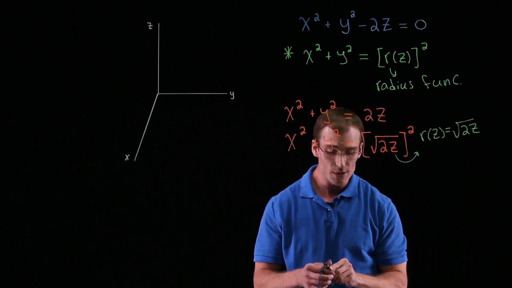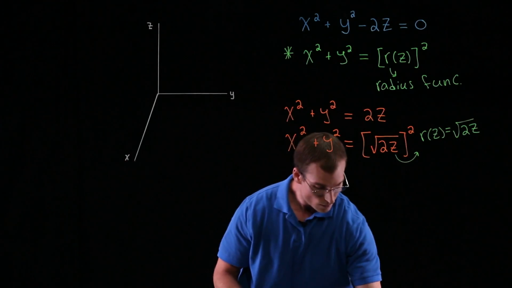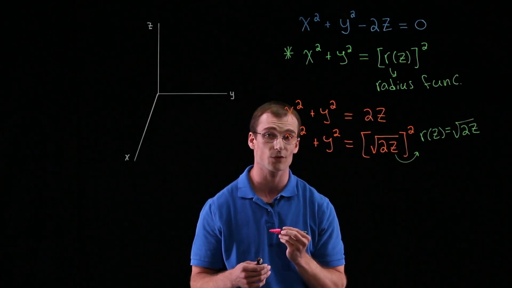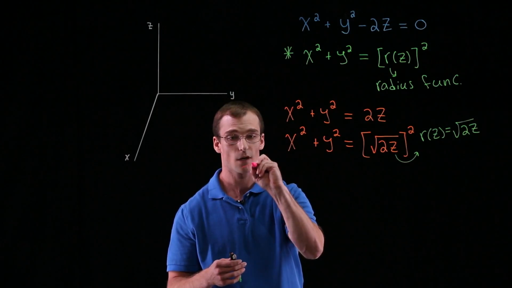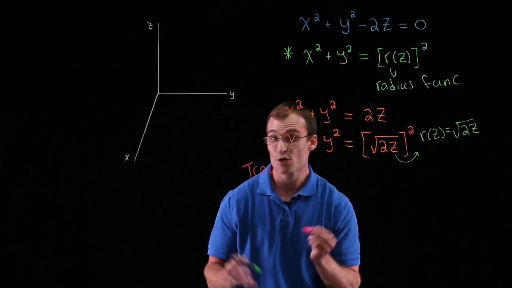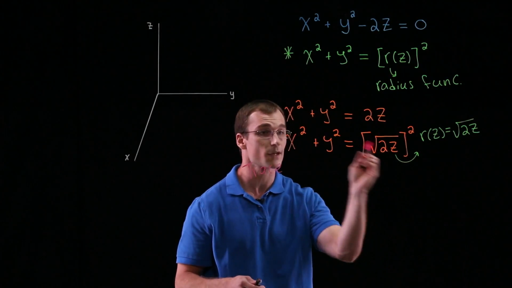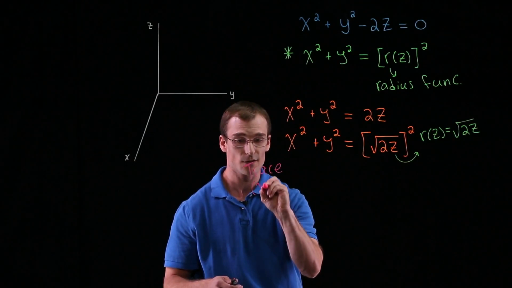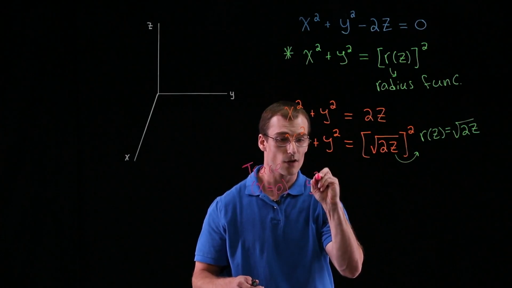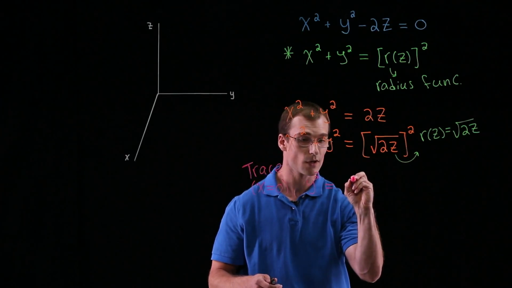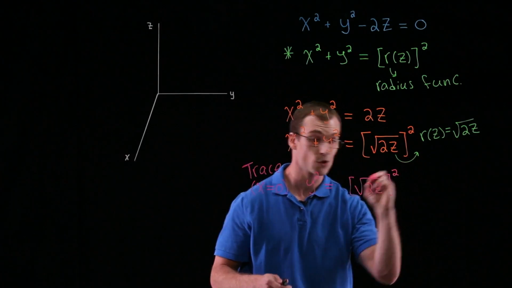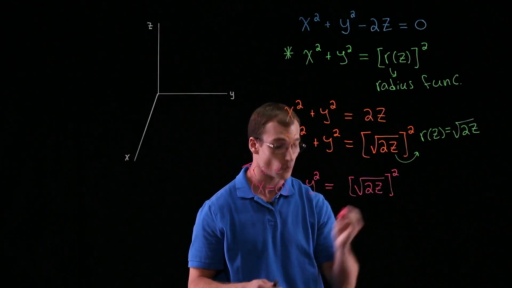But we need a generating curve. To get that, we look at our equation in 3 variables and take the trace, dropping one of the variables to get an equation in 2 variables. We're actually going to get 2 possible generating curves. The first: if we let x be equal to 0, what are we left with? We have y squared equal to the quantity square root of 2z, squared. To get a generating curve, we're going to solve for y.